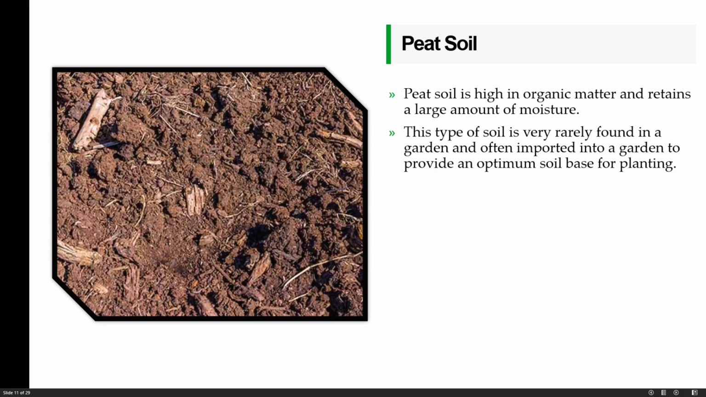Next, you have the peat soil. So, peat soil is high in organic matter. So, ito daw yung klase ng lupa na maraming organic matter. Yung mga tuyong dahon, branches, possible na mga manure ng mga hayop. And so, this type of soil is very rarely found in a garden. So, madalang daw siya makita sa mga garden. That is why, ang ginagawa dyan, ini-import pa, bumibili talaga ng mga peat soil sa mga garden houses. Yung mga naggagawa talaga niyan. Kasi matabang lupa, masarap taniman.